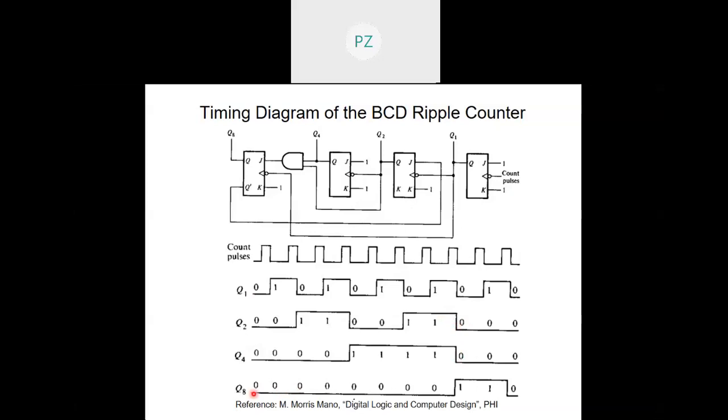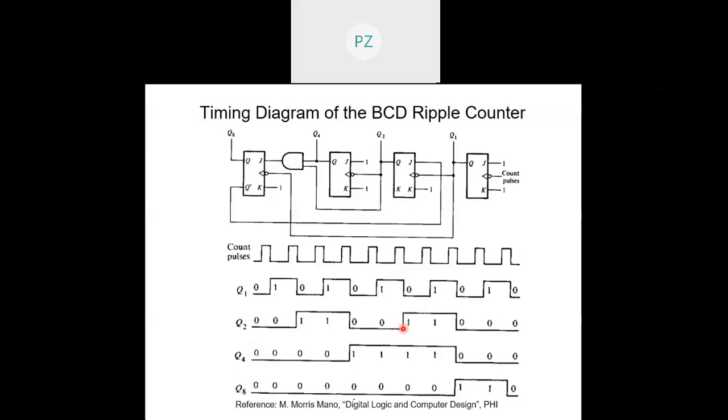Now coming to Q8, you see, again Q8 is having K as permanently 1, but J is the AND of Q4 and Q2, right? So while it remains 0, it will get into the toggle mode and it gets toggled by Q1, right? Since Q4 and Q2, this is Q4 and Q2. So I see that Q4 and Q2 is 0, 0, 0, and Q4 and Q2 is 1 only at this point of time. At this point of time, because both of them are 1 now onwards, from this time onwards. Before that, either one of them is 0, so that will remain 0.